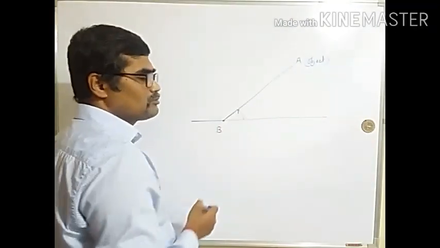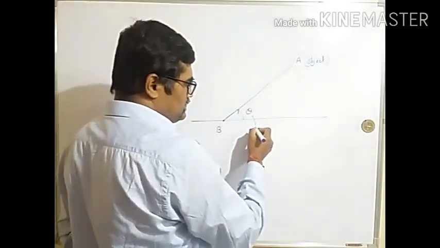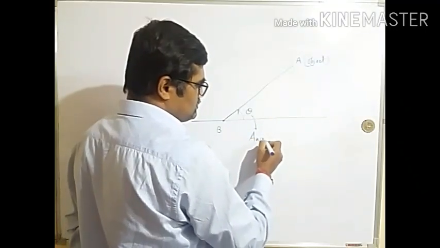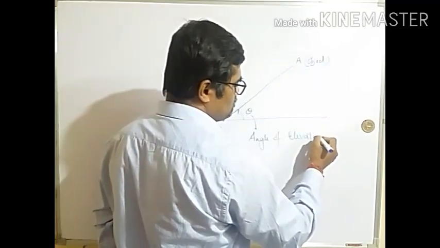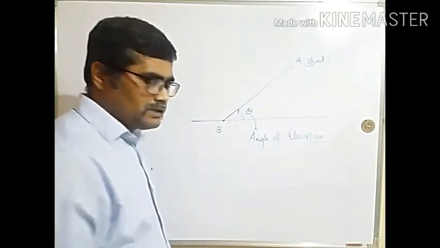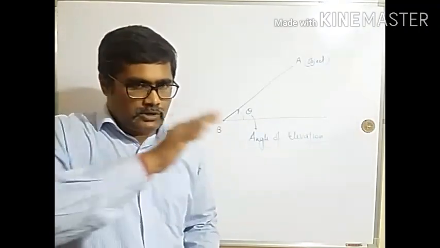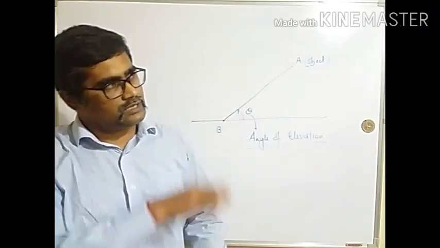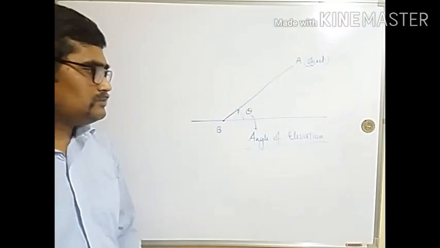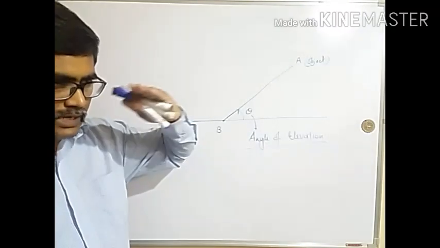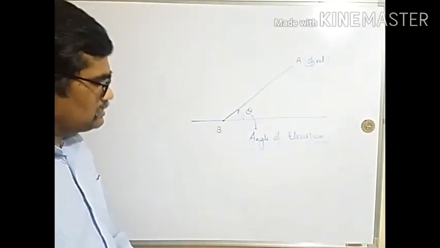Then there will be an angle produced. We name that angle as theta, and this angle is known as angle of elevation. That's the very important part you have to remember. Angle of elevation is produced when you raise up, lift your vision up to see an object which is at a higher level than your eye level, right?